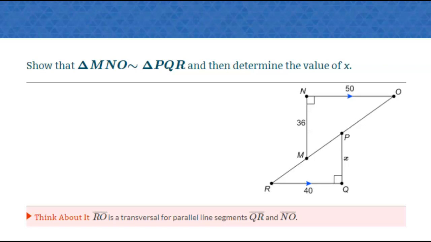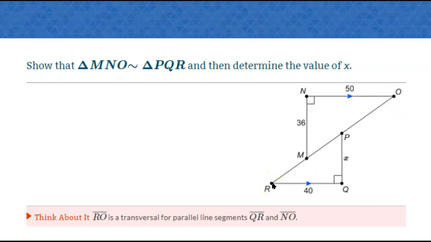So the first thing that we notice here is that NO is parallel to RQ. Or as our note down here says, NO is parallel to QR. And we would want to say that because remember, we want to put them in order. And we see here that angle N is 90 degrees and angle Q is 90 degrees. Therefore, when we're using corresponding sides, we would say NO corresponds with QR.